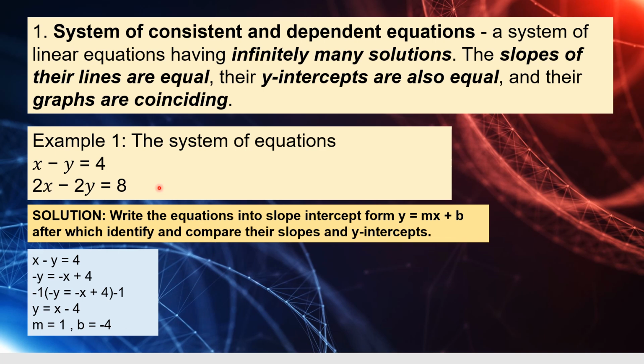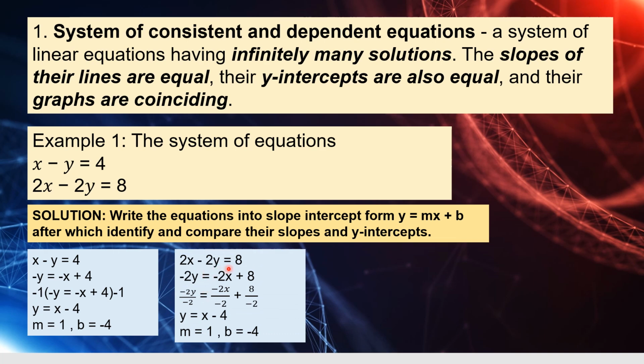And for the second equation, we have 2x minus 2y equals 8. Again, we need to transpose positive 2x to the other side of the equation. So it becomes negative 2x. And then just copy positive 8. So we have now negative 2y equals negative 2x plus 8.